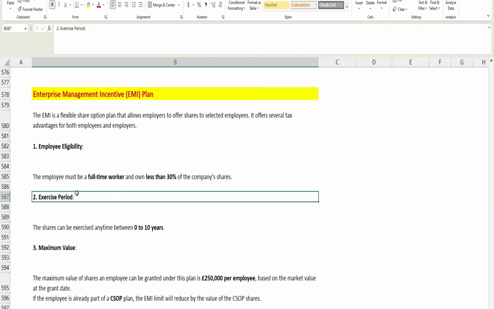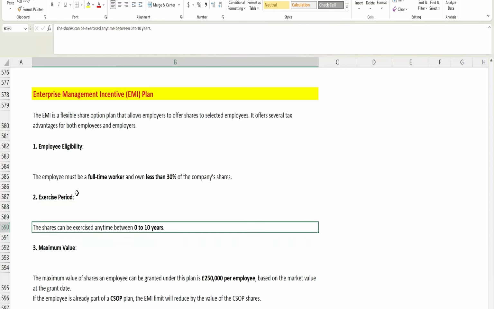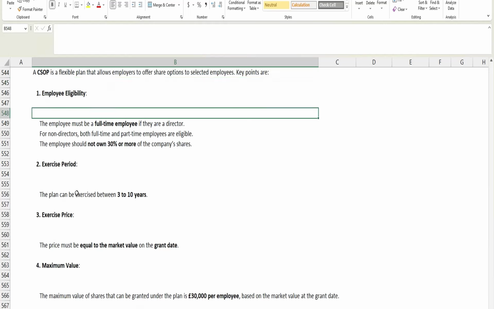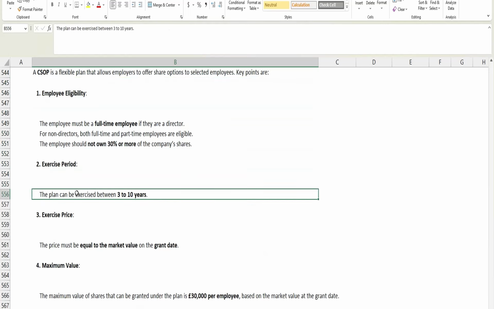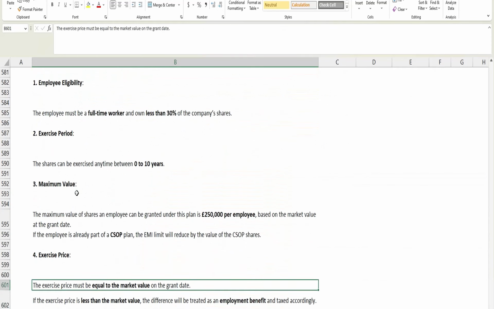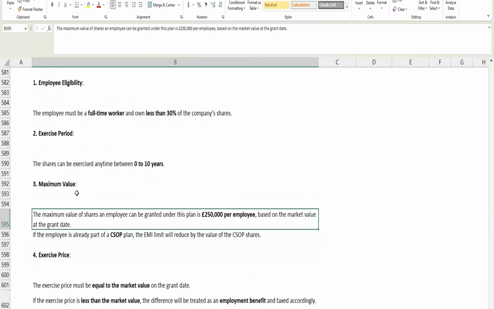In the Enterprise Management Incentive plan, the exercise period is 0 to 10 years, whereas in case of CSOP, the exercise period was 3 to 10 years. Right? So this is the difference. Now coming to the maximum value. In the Enterprise Management Incentive plan, the maximum value that the employer can offer to an employee is 250,000 per employee, and that should be based on the market value at the grant date.